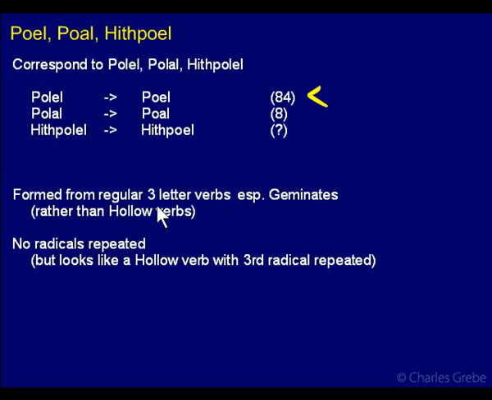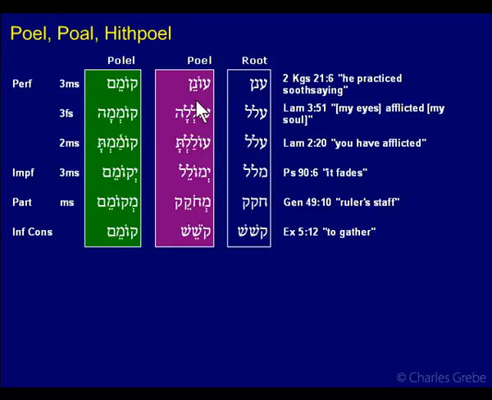So, these are formed from regular 3-letter verbs, or especially geminates, rather than hollow verbs. So that's the difference, is what they're formed from. And no radicals are repeated in the making of the binyan, because the third radical is already repeated, unlike the hollow verb where it isn't repeated. So it sounds like what it says, no radicals repeated, yet you look at the form and you see repetition. Well, it was already repeated in the root. That's all that's about. Okay, so there's Poel, Polal, and Hithpoel.